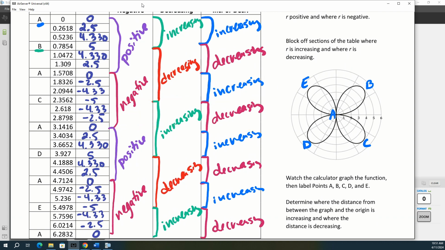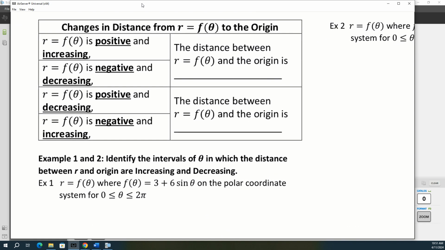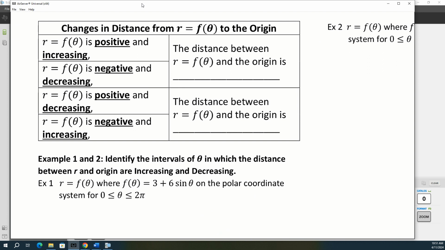Okay, so let's flip over on the back. The way I think of it is if the R is positive and increasing, they're like working together, and that distance is getting bigger and bigger and bigger. Also, if R is negative and decreasing, it's also working together, and that distance is getting bigger and bigger and bigger. So if R is positive and increasing, or if R is negative and decreasing, that distance is increasing.